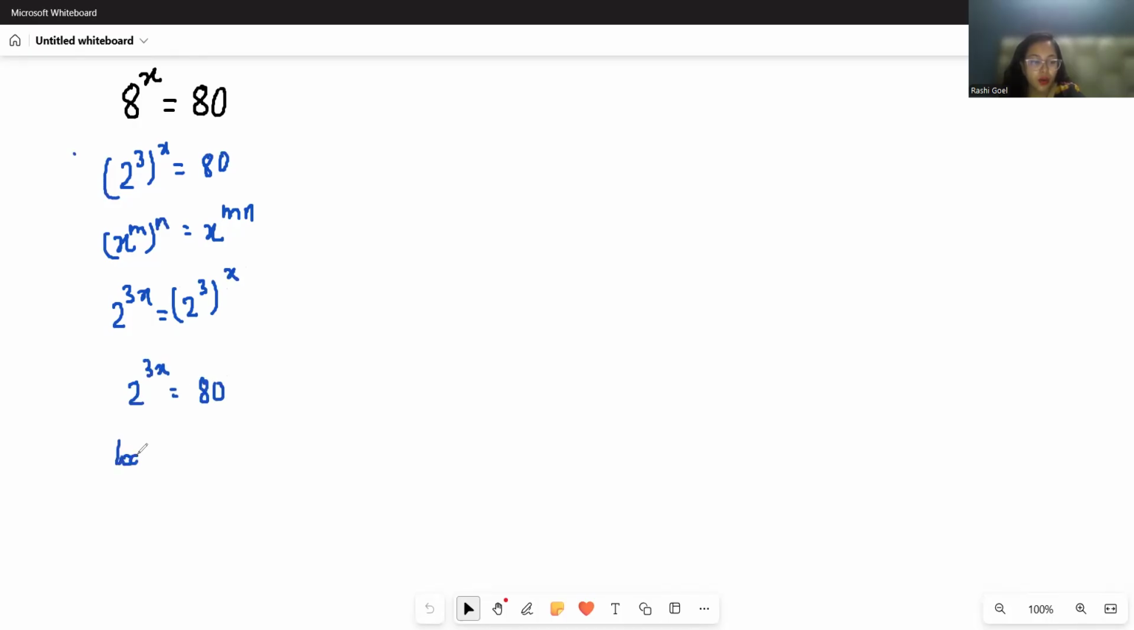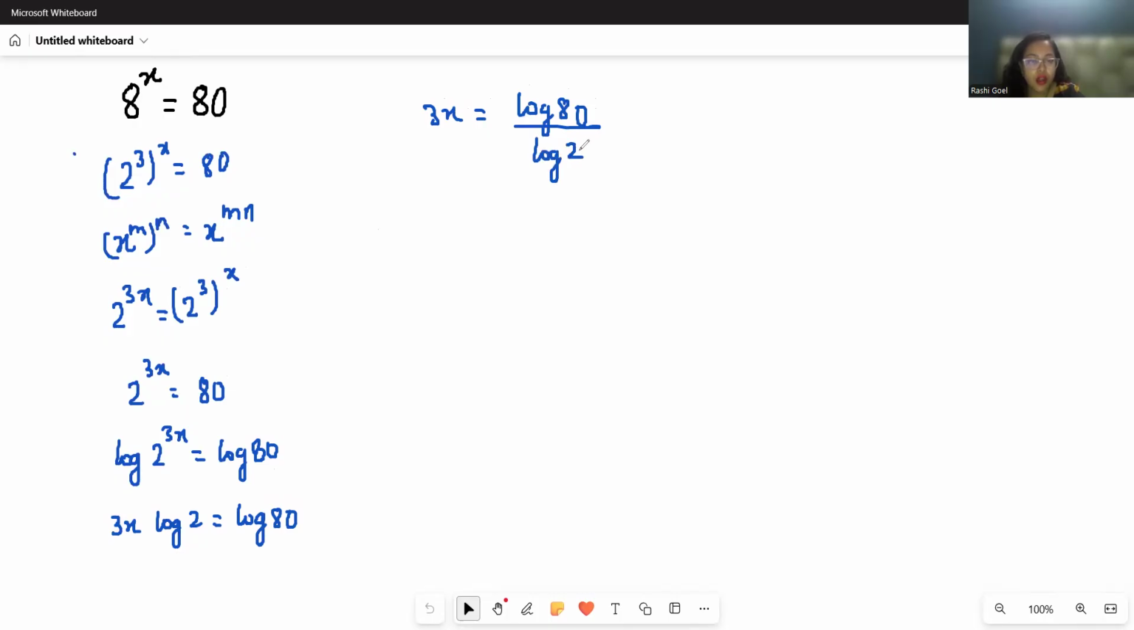Now I'm taking log on both sides. So log 2 power 3x is equal to log 80. And it becomes 3x log 2 is equal to log 80. 3x is equal to log 80 by log 2. And x is equal to log 80 by 3 times log 2.